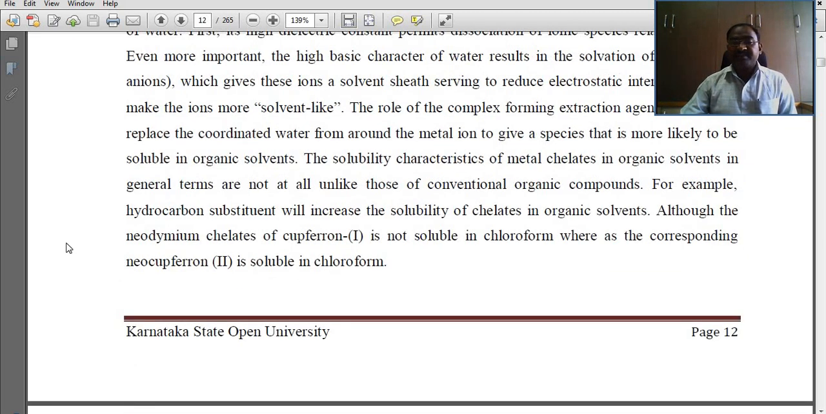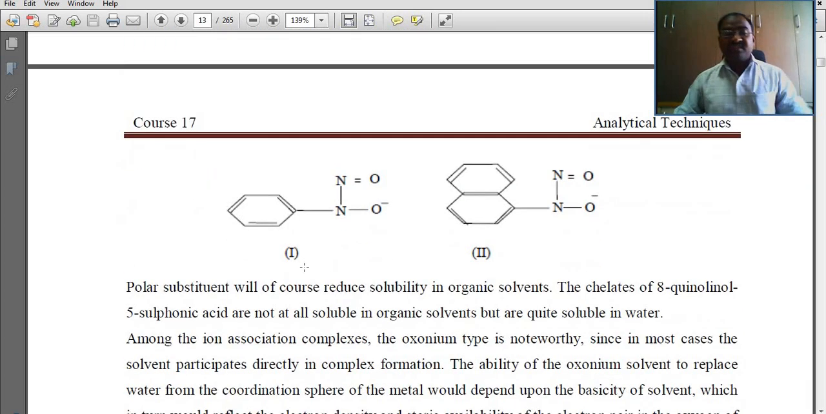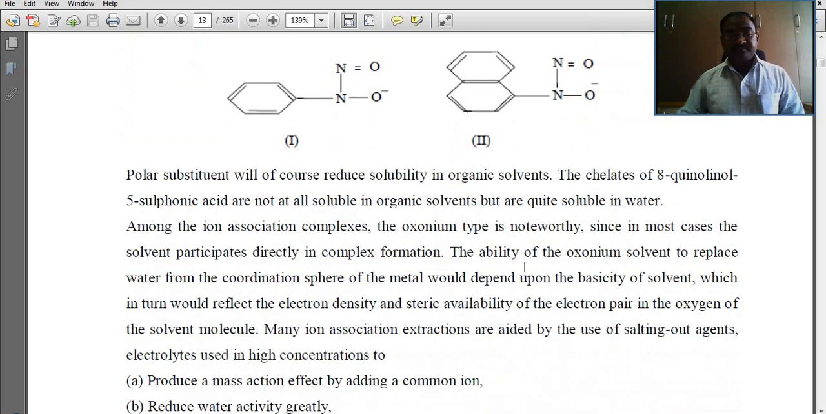Consider some of the examples here. Hydrocarbon substituents will increase the solubility of chelates in organic solvents. For example, the neodymium chelate of cupron 1 is not soluble in chloroform, whereas the corresponding neocupron 2 is soluble in chloroform. This is the structure of 1 and 2.